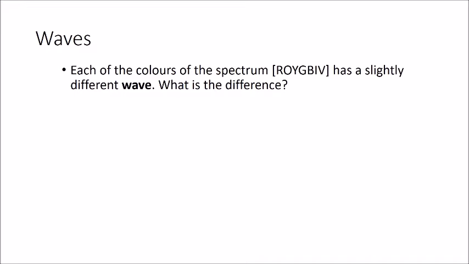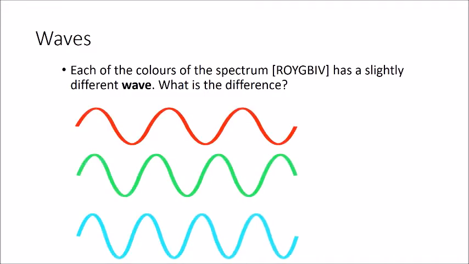So, what are we talking about? Each of these colors of the spectrum has a slightly different wave. What's the difference, you ask me? It is the wavelength. So each of the colors in the spectrum, those colors we just learnt, and you should have written down, they have slightly different waves. They've got slightly different wavelengths.